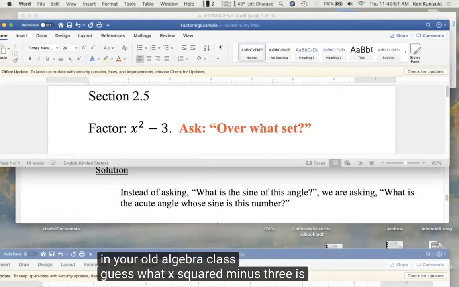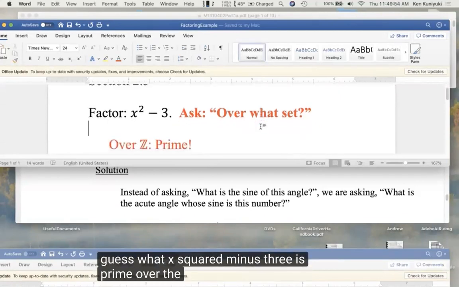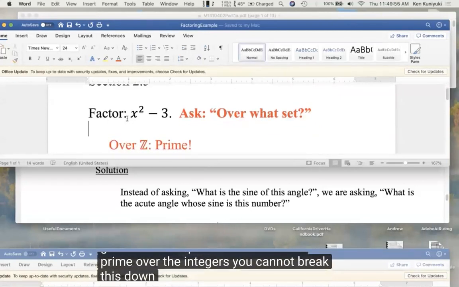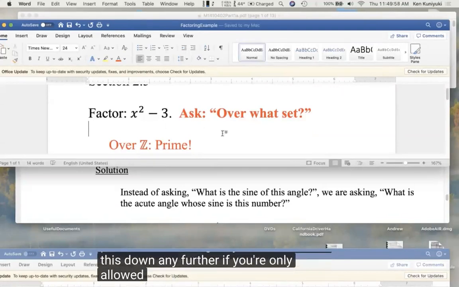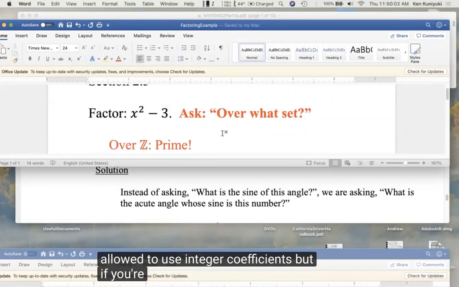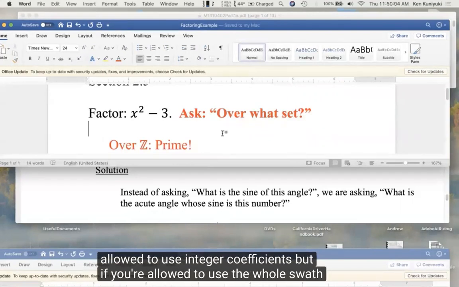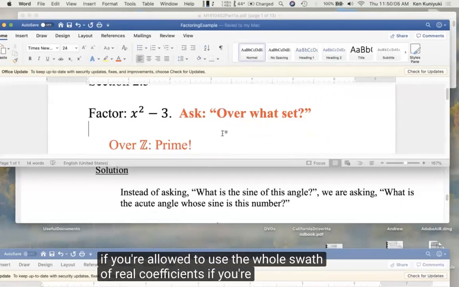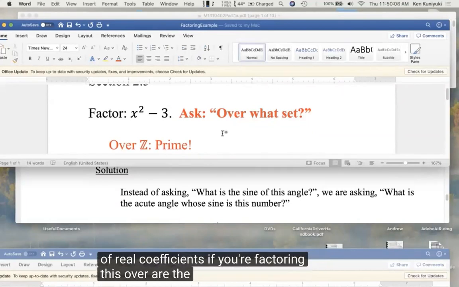X squared minus 3 is prime over the integers. You cannot break this down any further if you're only allowed to use integer coefficients. But if you're allowed to use the whole swath of real coefficients, if you're factoring this over R, the set of real numbers, this does break down.